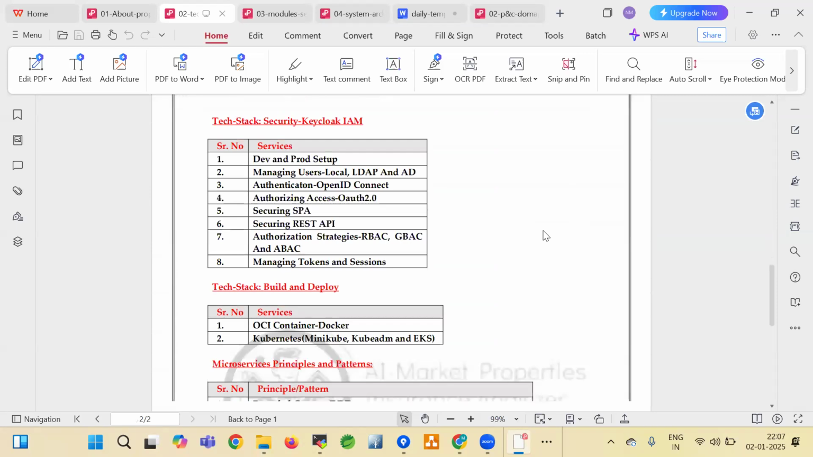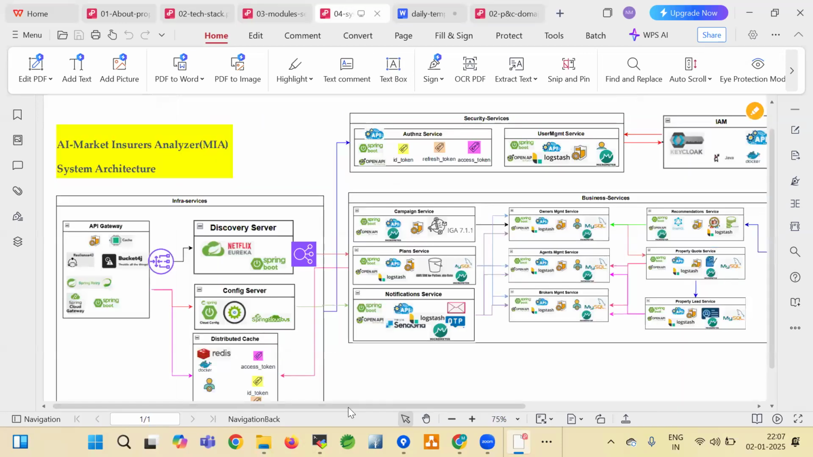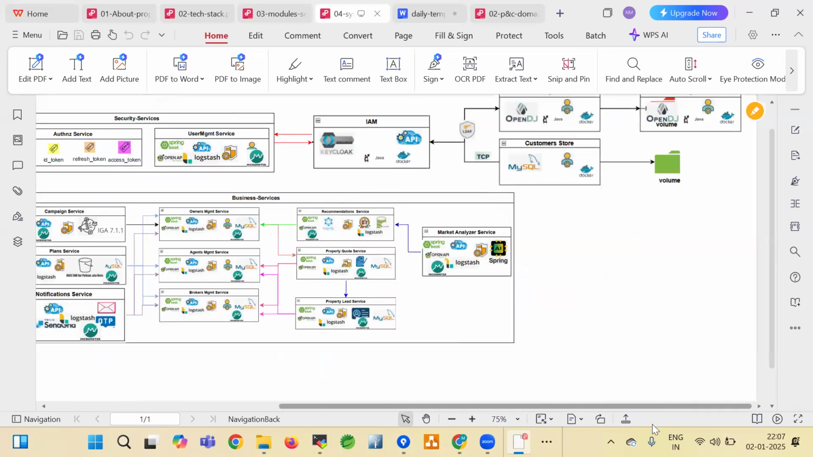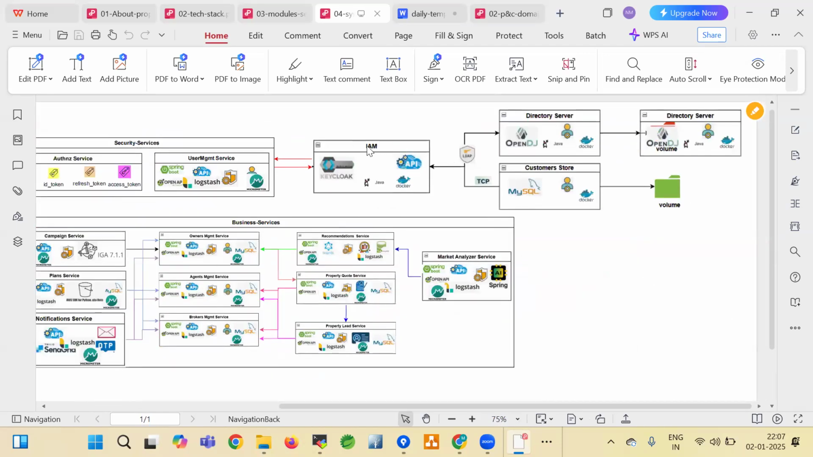Okay, now coming to the security, what we are using. We are using Keycloak as the IDP, identity provider. And we're going to use OpenDJ as the directory server. I can show you here. This is our system architecture. You can see here, we're going to use Keycloak as the IDP and OpenDJ as the directory server.